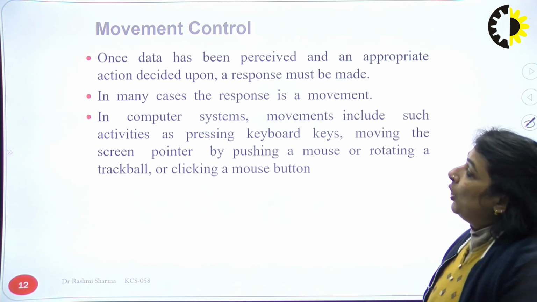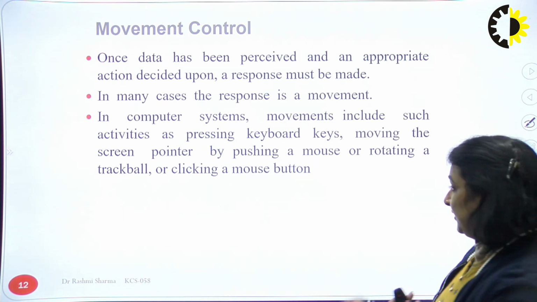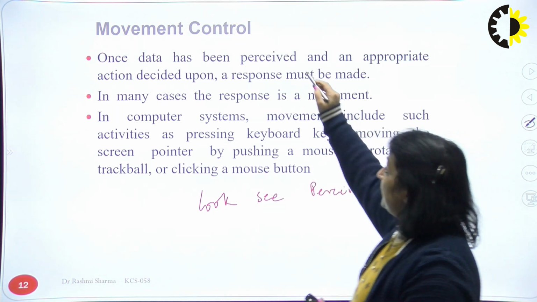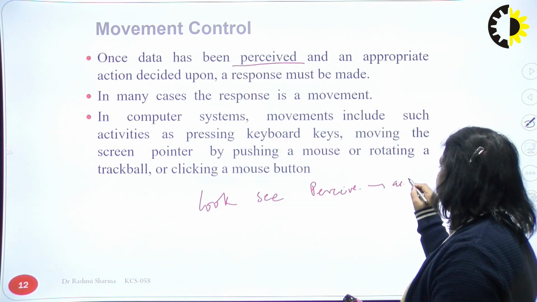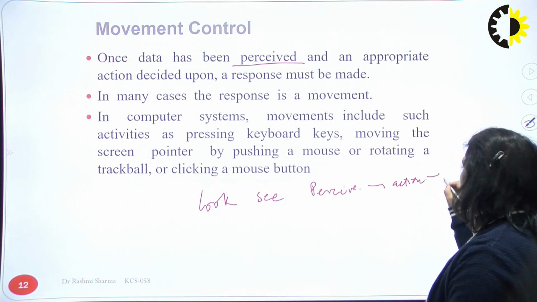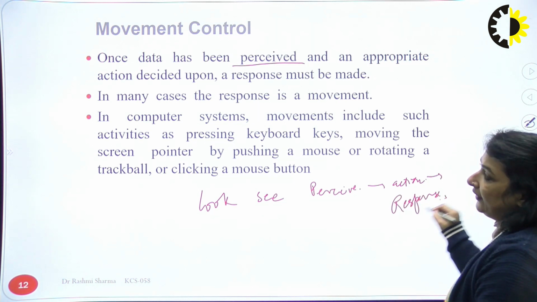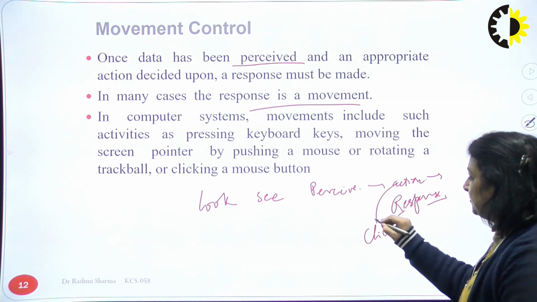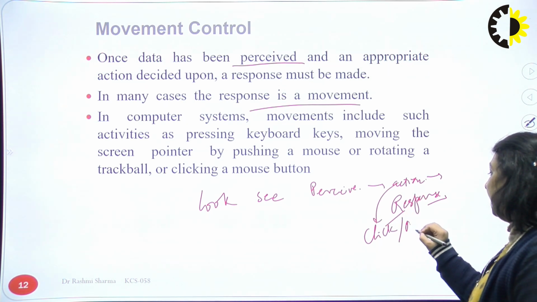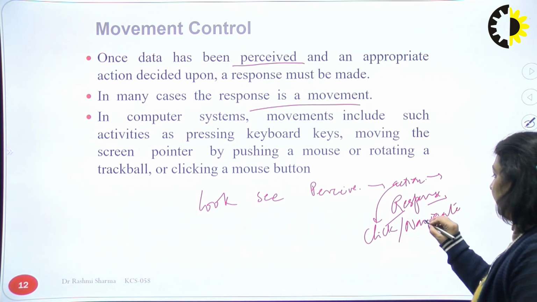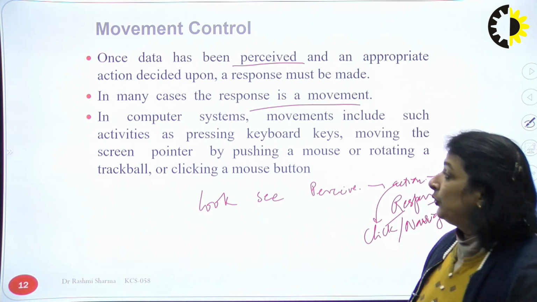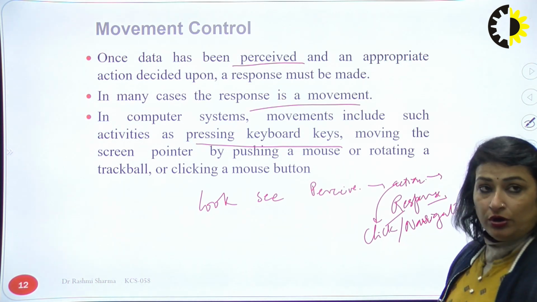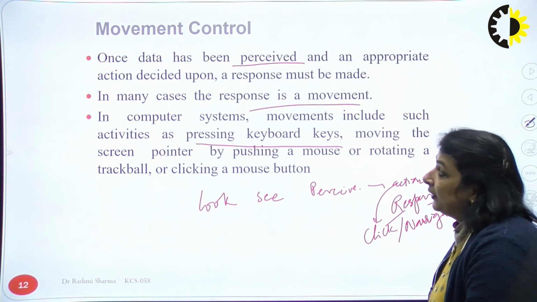Then comes the movement controls. Once data has been perceived, we have seen look, then we have seen see, then we have seen perceive. When we have perceived, then we take a particular action. For that action, we get some particular response, and for that response you should have some particular movement. This response or action will be in terms of click or navigate, anything you can have. So you have different things. In a computer system, movements include activities like pressing the keyboard, moving the screen pointer by pushing the mouse, rotating the trackball, or pressing the mouse button. These are some of the movement controls which we can perform.